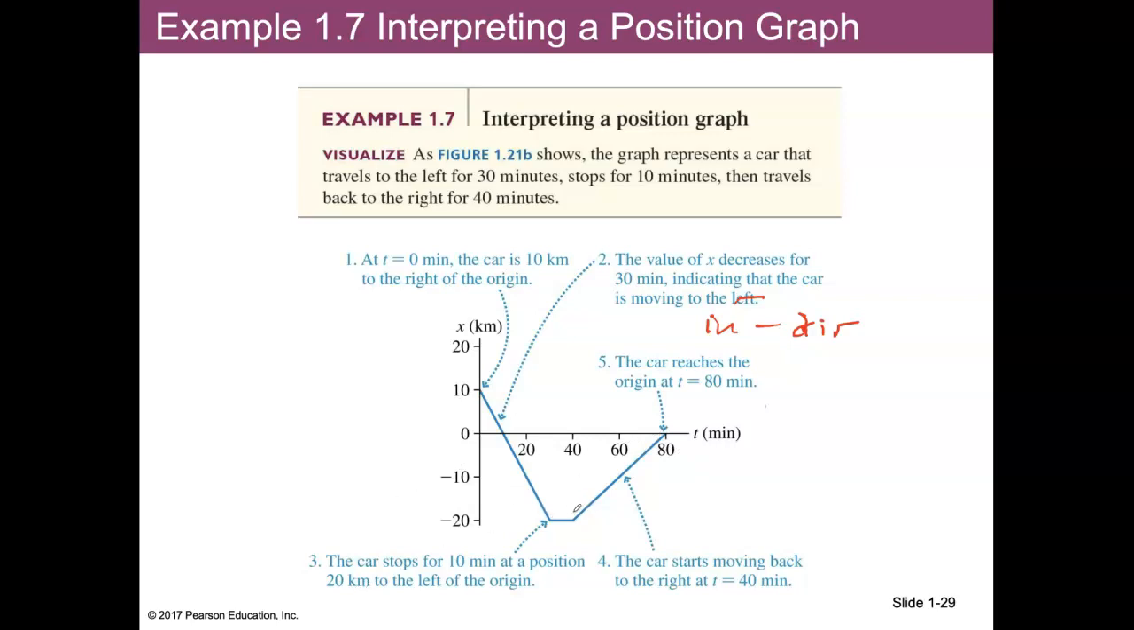The car stops for about 10 minutes here, and then it starts to move in the positive direction. So here, moving back to the right, or we can say in the positive direction if that's the direction that we say is positive. If we're saying to the right is our positive x, and we'll say up is our positive y. The car reaches the origin again at 80 minutes. So this is just looking at position versus time, which is pretty easy to do. And that is the last slide, and taking a look at this next section.